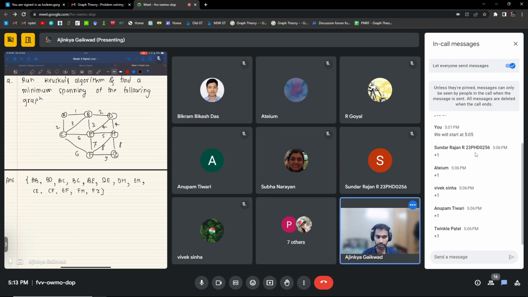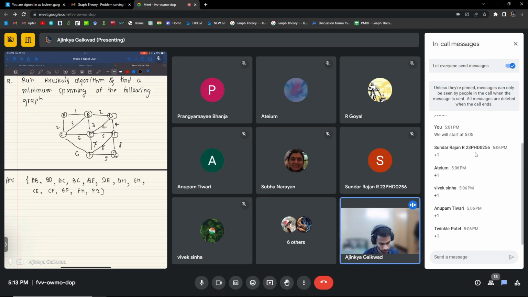Right? So this is a non-decreasing order of their weight, right? So the edge with least weight is AB, and we have started there, and then we have just sorted the edges in non-decreasing order of their weight. Now, what Kruskal's algorithm tells you is that you start putting these edges one by one in the minimum spanning tree. Okay, and you add the edge only if it doesn't form a cycle with its previous edges.